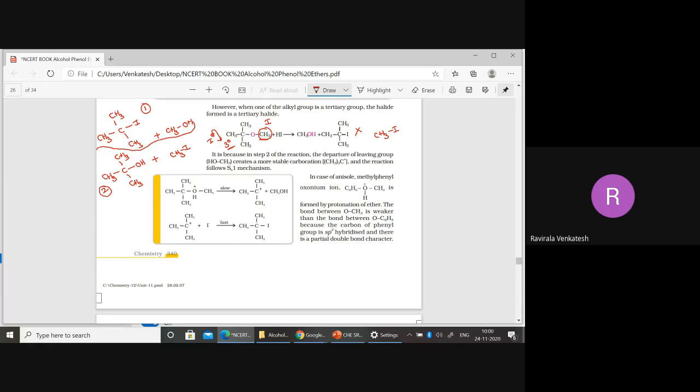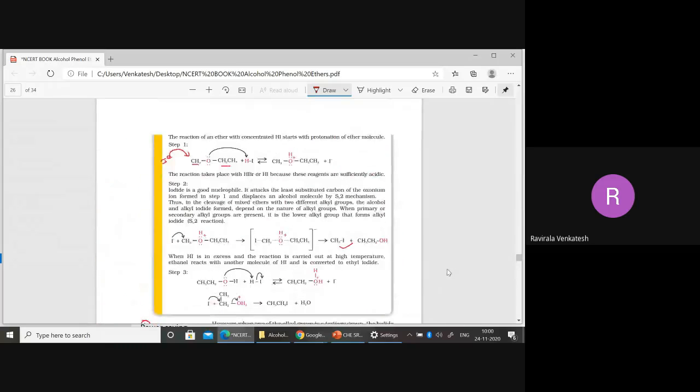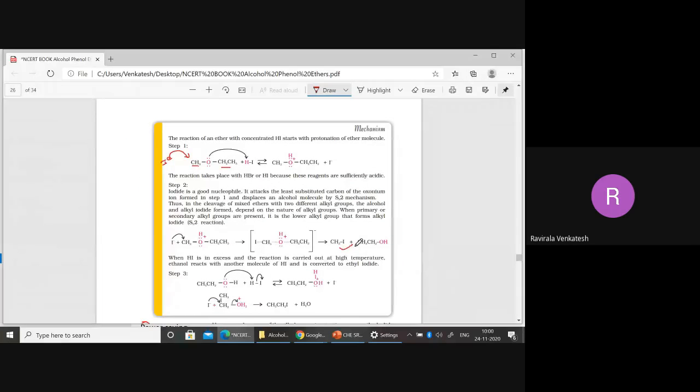So after the class, try to read this one because it is following the SN1 mechanism, whereas in the remaining cases, primary, secondary, they are following the SN2 mechanism. That is the reason you are getting it like this. This is the SN2 mechanism. So iodine is attacking directly here, directly on CH3, because CH3 has less steric hindrance. That is the reason iodine is attacking directly here.